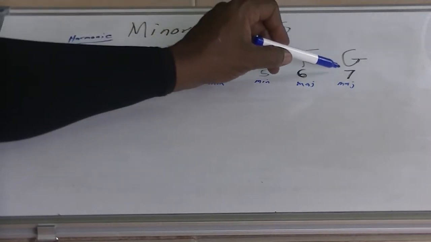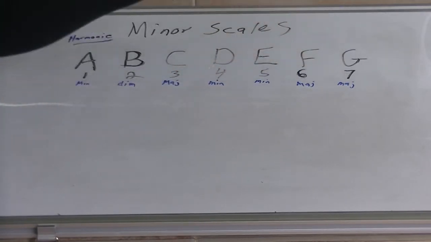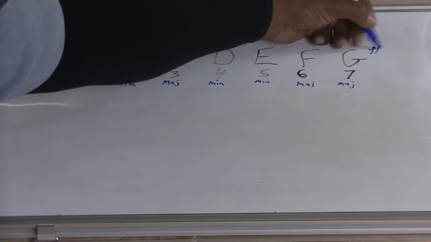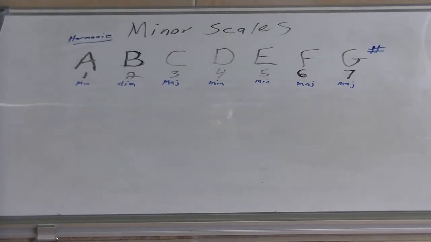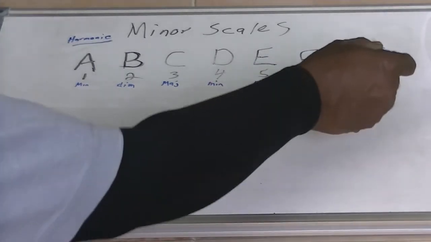The note associated with 7 in this case is G. So I'm going to raise this by a half step. By doing that, I've turned the scale from a natural minor scale into the harmonic minor scale. It's that simple. The way I like to remember this is that the harmonic minor scale is the natural minor scale with a raised 7th.